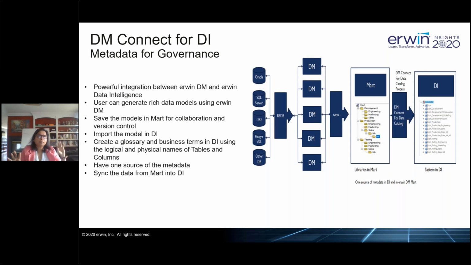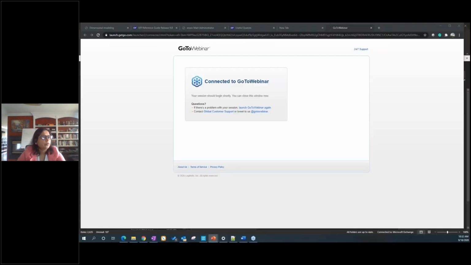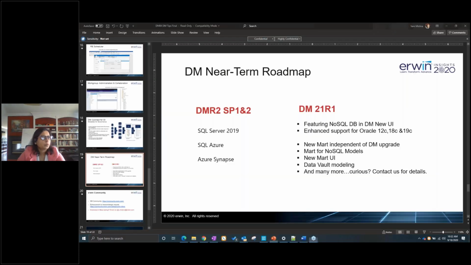But the goal is, if I'm already having the models built in erwin DM and workgroup, is there a way to make this automation? And yes, the answer is yes, you can do it. At this point, I would like to do a quick demo for 5 minutes if I have time, and I have to capture the roadmap.